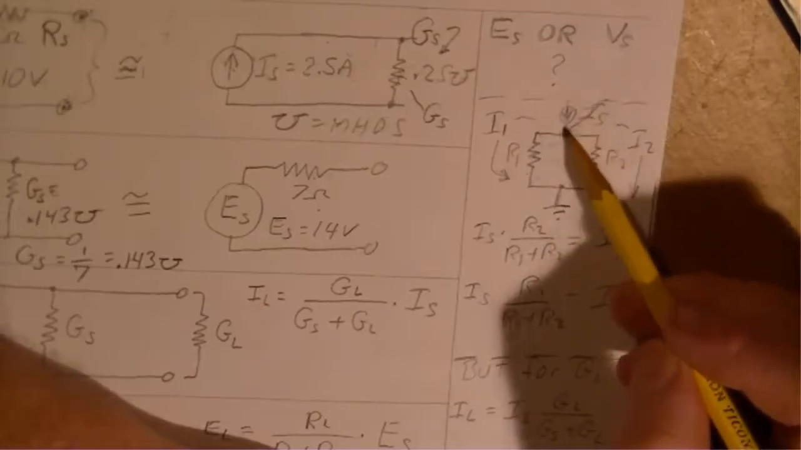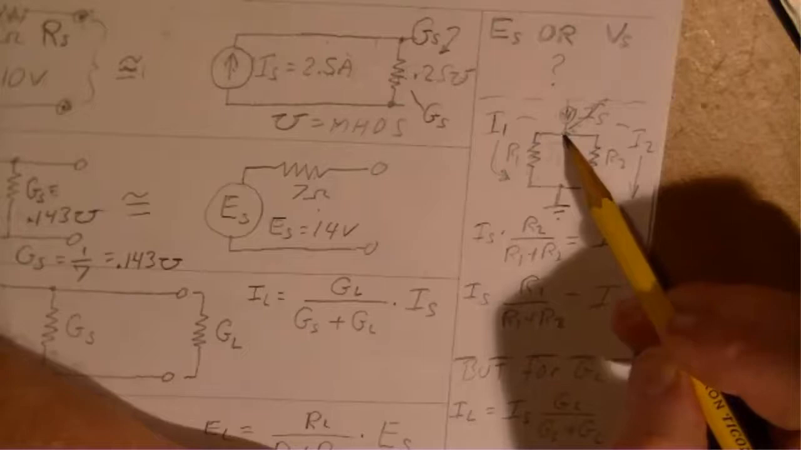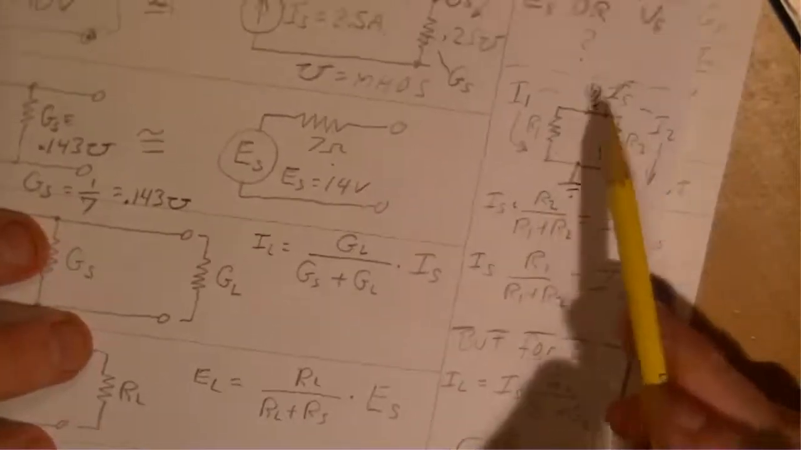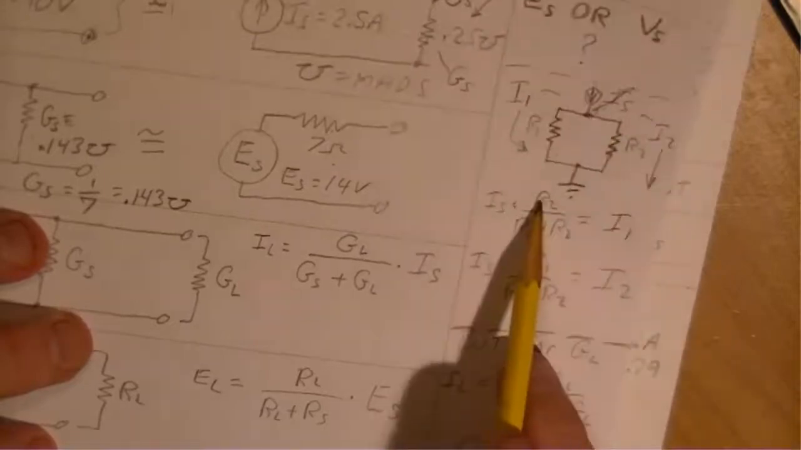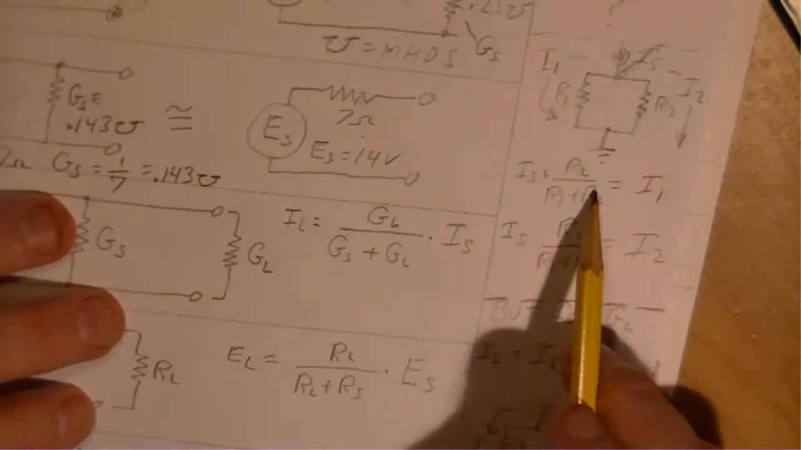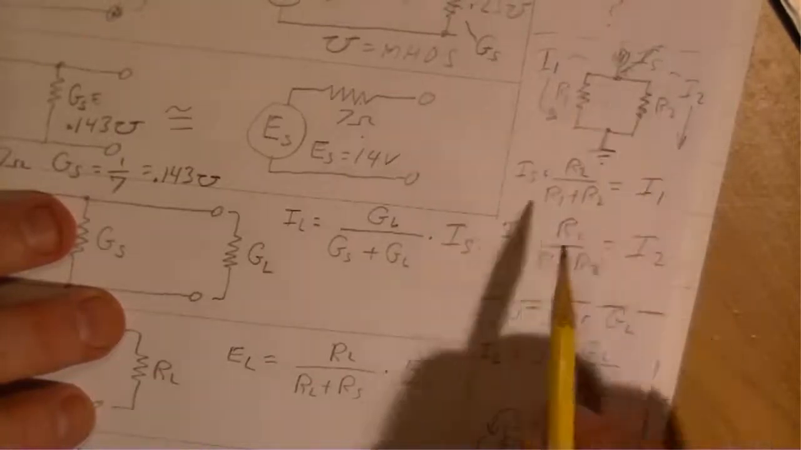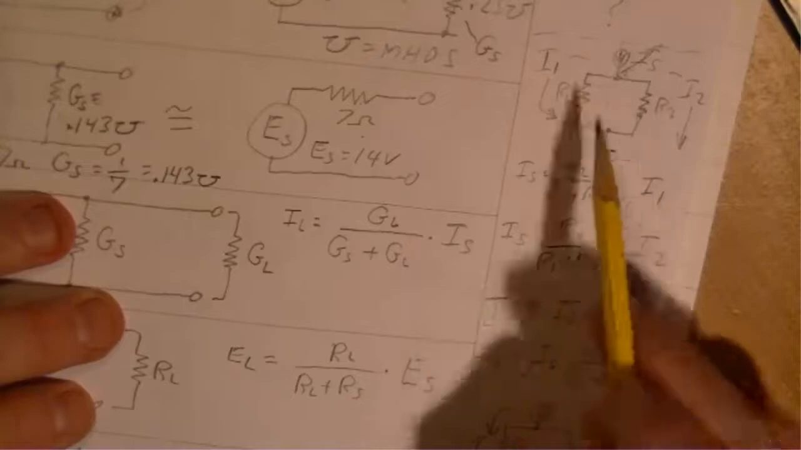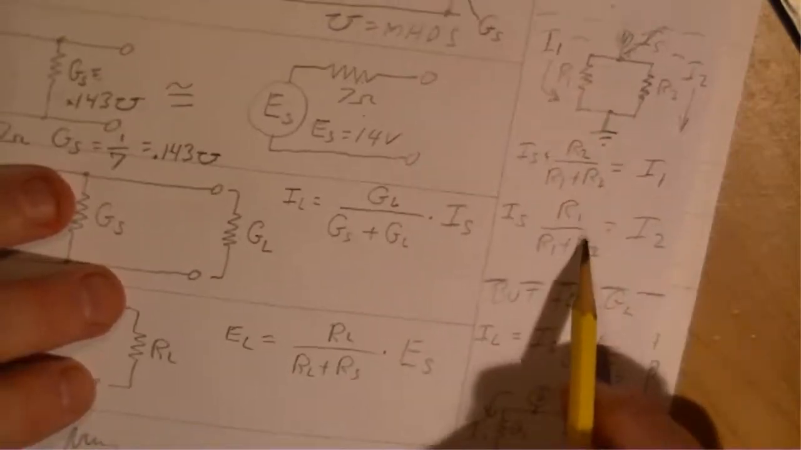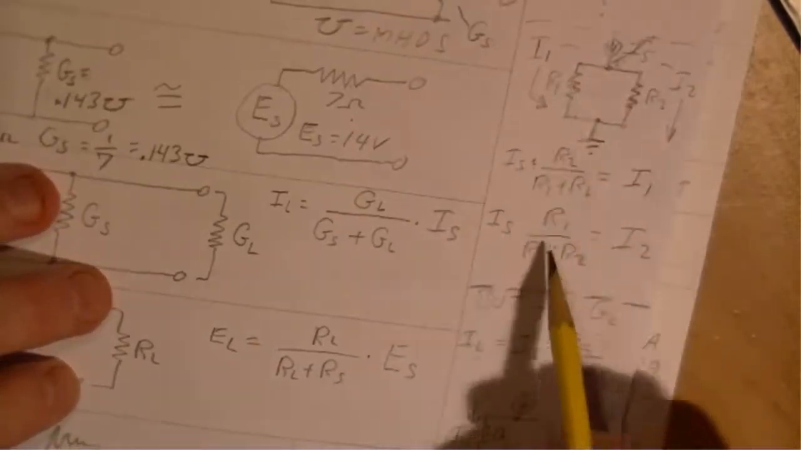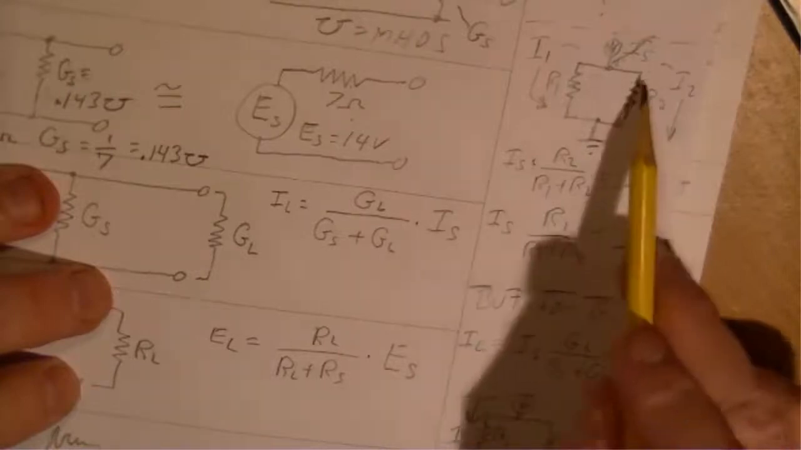What if you only know the current flow into this parallel branch? Well, then the formula for that, and there's a reason for doing all this, is you take the current going into this branch, you multiply it by R2 divided by the total branch, which is R1 plus R2, and that gives you the current in the opposite branch. So R2 divided by R1 plus R2 times the current gives you the current through R1, and vice versa, as I have here. The current through this branch is equal to R1 divided by R1 plus R2 times the current source, and that gives you the current through this branch.